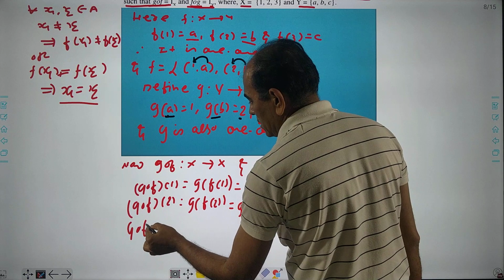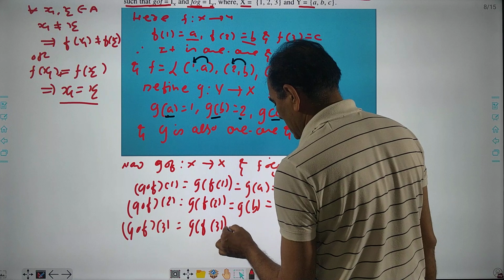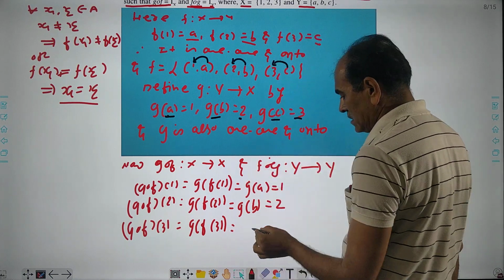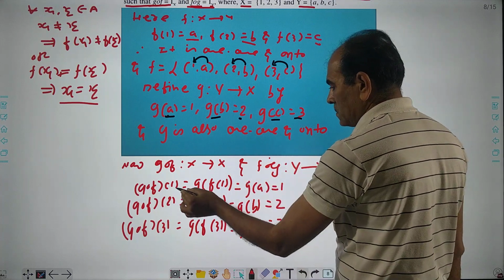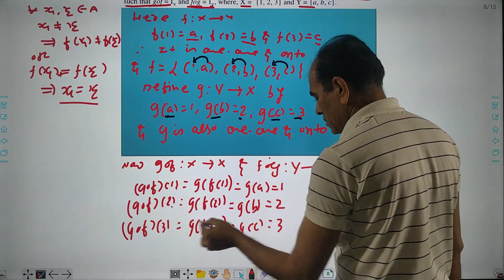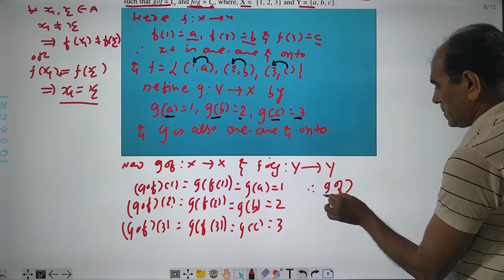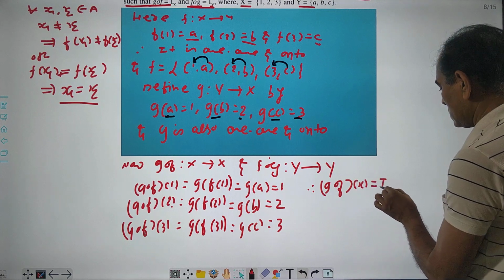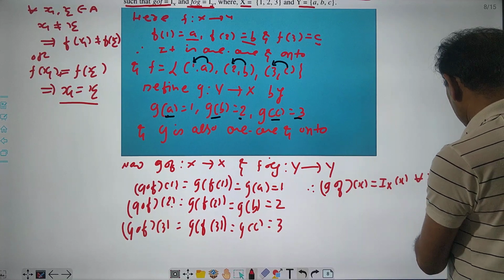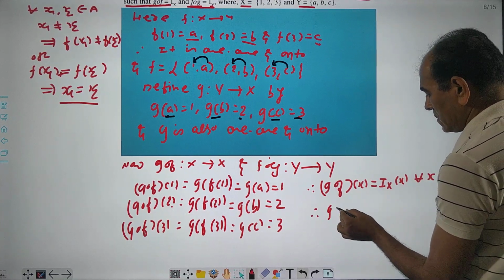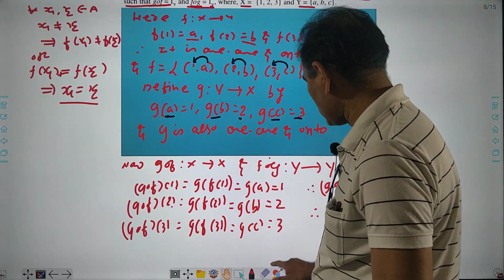And what is g of f at 3? g of f at 3 is equal to g of f of 3. What is f of 3? c. That is g of c. And what is g of c? That is 3. So 1 to 1, 2 to 2, 3 to 3. So we can write here, therefore g of f at x is equal to Ix at x for all x belongs to X. And therefore g of f is equal to Ix. Here. Next, what we want to see?